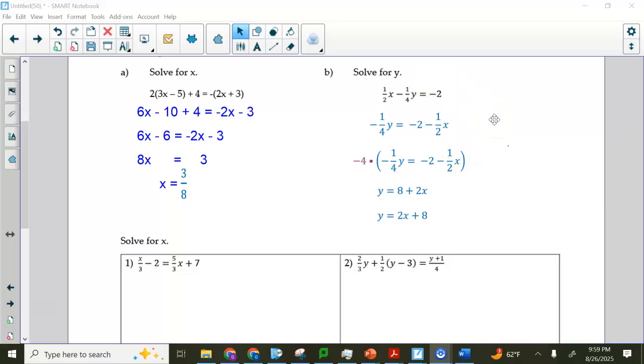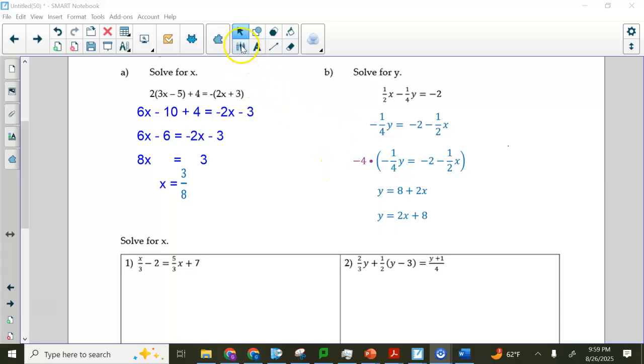We are solving for y. So we can first subtract the 1/2 x to the other side. From there, we have -1/4 y equals all that. So to get y by itself, remember you can multiply by that reciprocal. So the reciprocal, and then we want it to turn positive. So we're going to multiply both sides by -4.